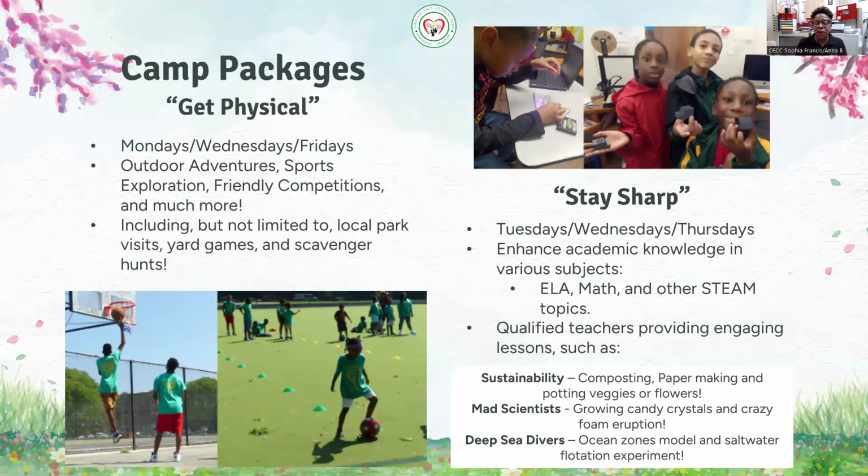We have a week of sustainability where we're talking about composting, paper making, and potting vegetables and flowers. We're looking at urban farms, urban gardens. We have a week that we call Mad Scientists, and we're growing candy crystals, and we're doing some different science experiments where we have foam eruptions and volcano-like activities going on because kids love to see things go boom. And we have deep sea divers, ocean zones. We're talking about making ocean zone models because, as you know, there are different zones to the ocean. Saltwater floating experiment. And I think that's the week that we also end up taking our children to the aquarium.